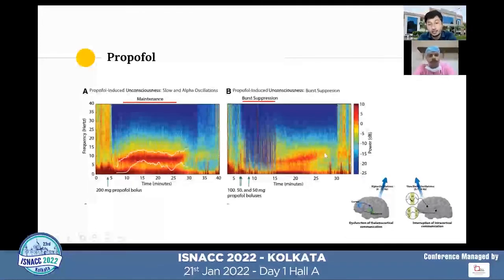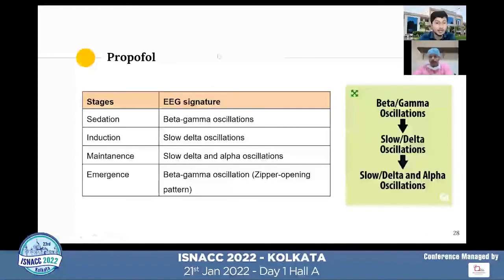And when you come out of propofol, when you stop propofol infusion, the characteristic signature pattern seen is a zipper opening pattern. So here we can see this is the alpha frequencies. Here we can see once the propofol infusion is stopped, there is a gradual shift towards higher frequencies. So this pattern is known as zipper opening pattern. So these are the various signatures with propofol.